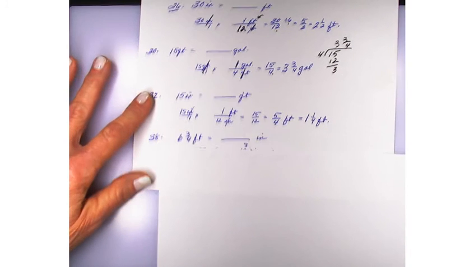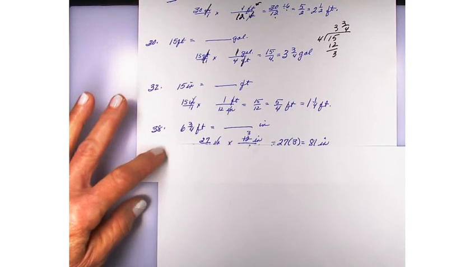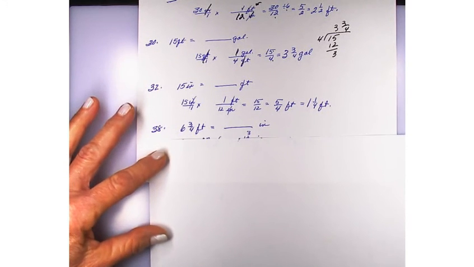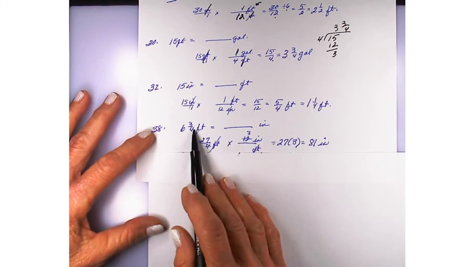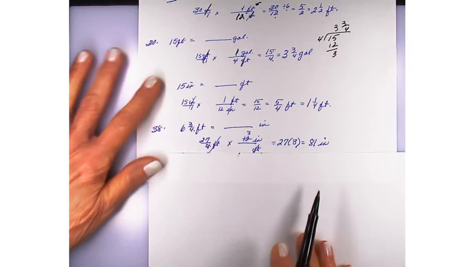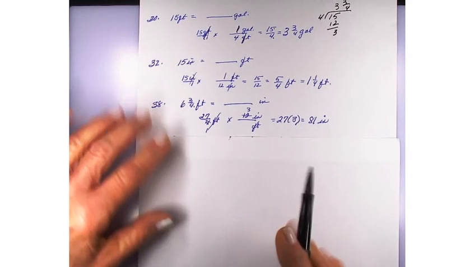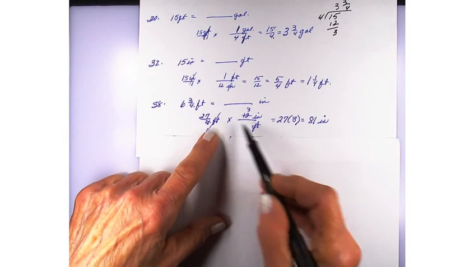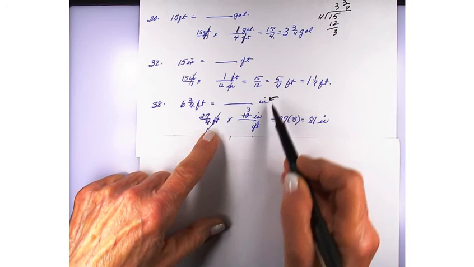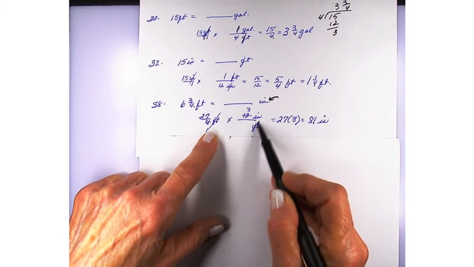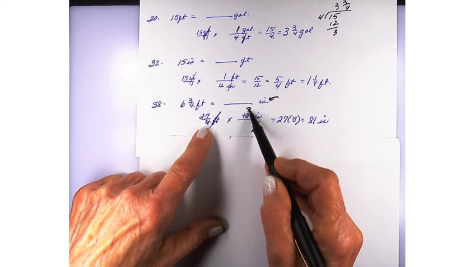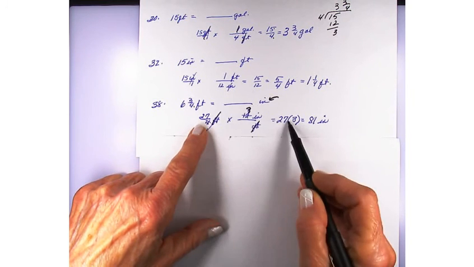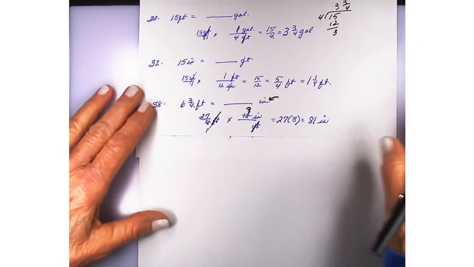And here's another inches to feet. Here's feet to inches. Let's do 38. 24 plus 3 is 27 over 4. I want to get rid of the feet. I want the inches to come in. The feet cancel. 4 goes into 12 3 times. 27 times 3 is 87 inches.